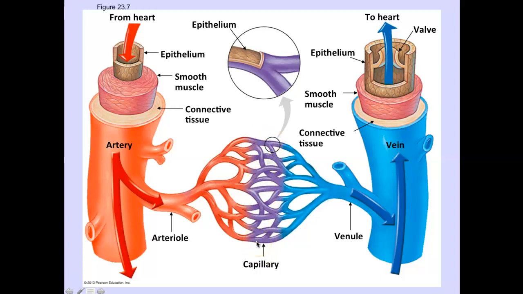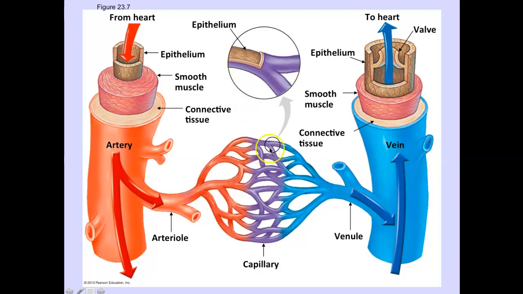Now, this is important. The gas exchange and nutrient exchange does not happen in arteries. It does not happen in arterioles. It does not happen in venules. It does not happen in veins. It only happens in capillaries because these are the only blood vessels that are thin enough, where the walls are so thin that this diffusion can take place. Everything else, the walls are too thick.